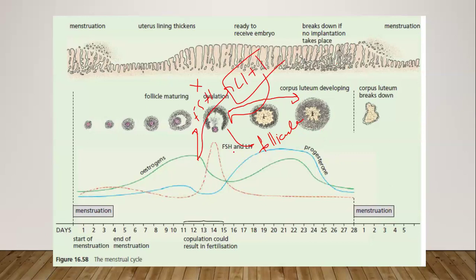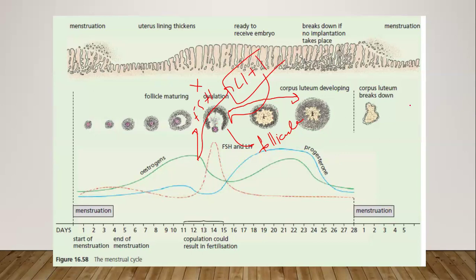If at this point fertilization does occur, what's going to happen? The corpus luteum will take over the role of making progesterone. If fertilization occurs, corpus luteum will not break down.